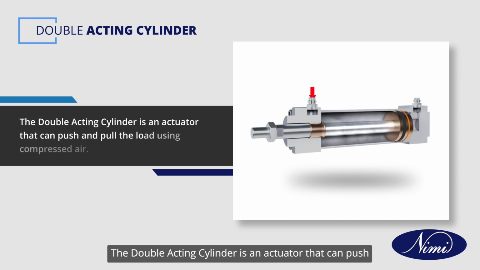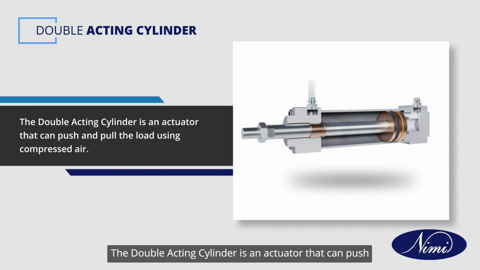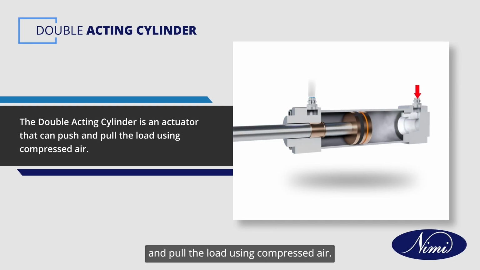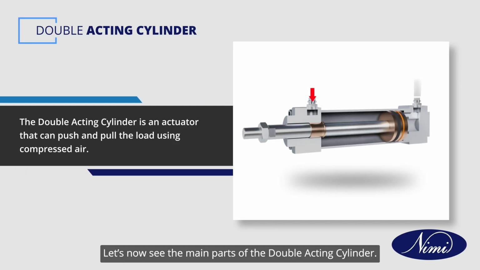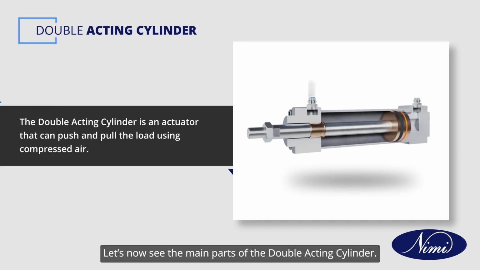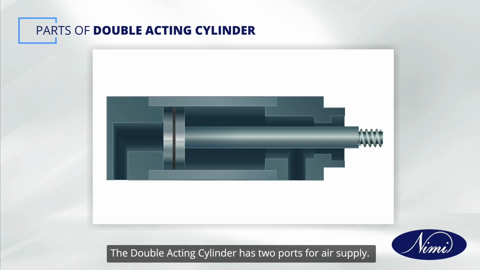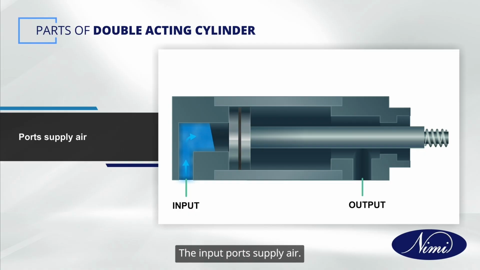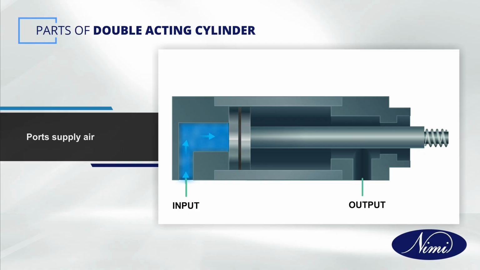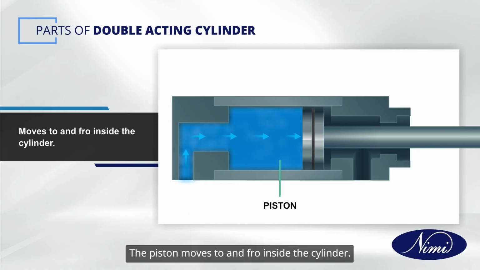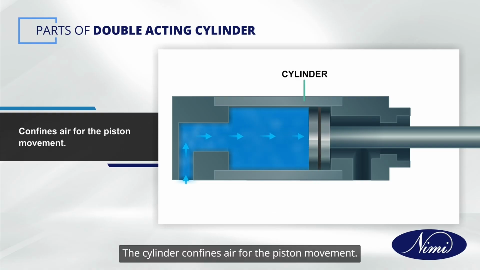The double-acting cylinder is an actuator that can push and pull the load using compressed air. Let's now see the main parts of the double-acting cylinder. The double-acting cylinder has two ports for air supply. The input ports supply air. The piston moves to and fro inside the cylinder. The cylinder confines air for the piston movement.